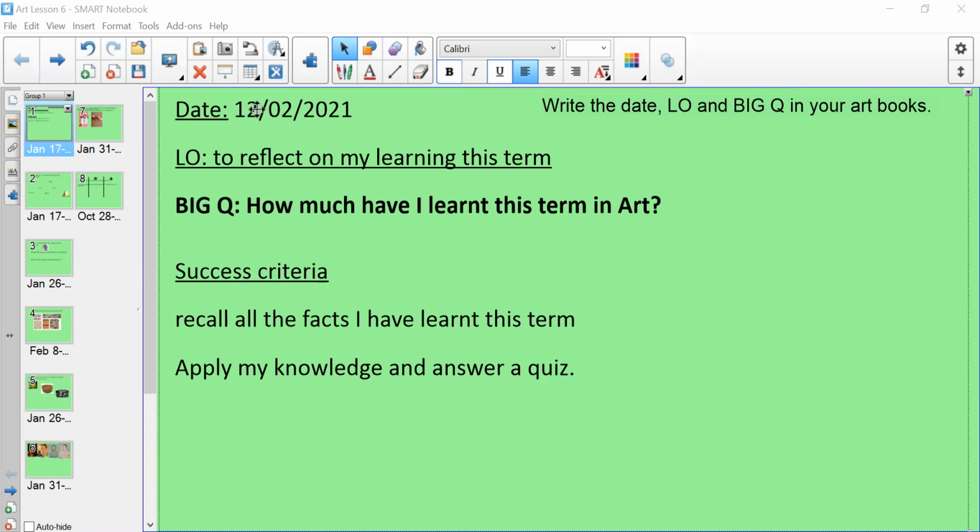So our learning objective is to reflect on our learning for this term. And the big question is, how much have I learned in art this term? So our success criteria is to recall all the facts that I've learned this term. So we're going to think about all the different topics and different people we have learned this term in art, and then to apply my knowledge and answer the quiz.